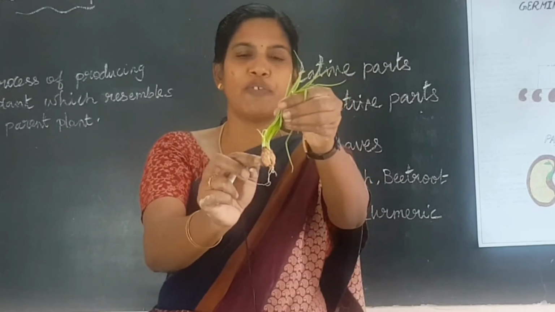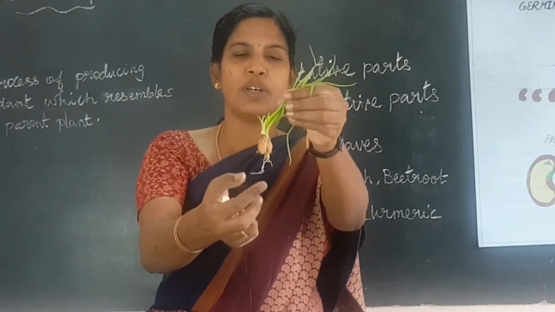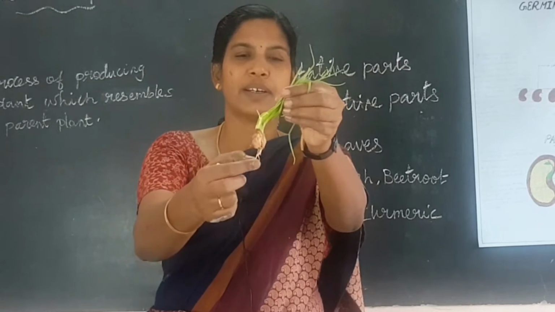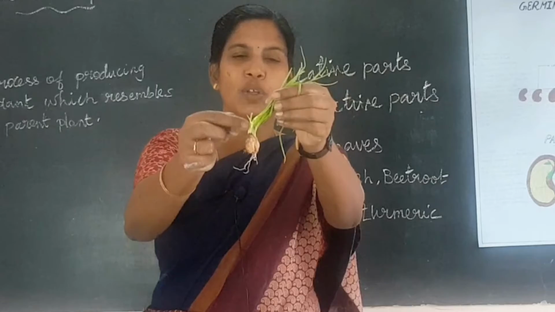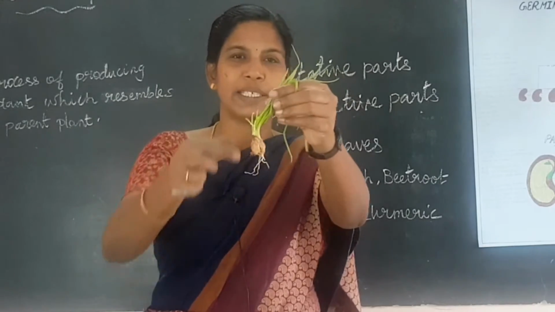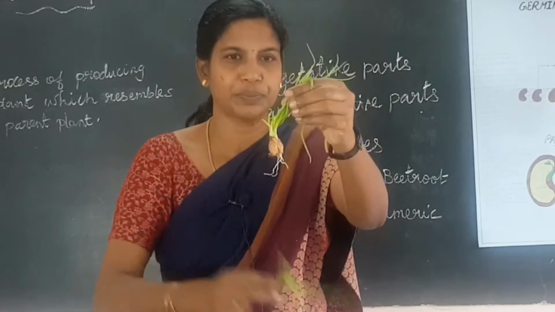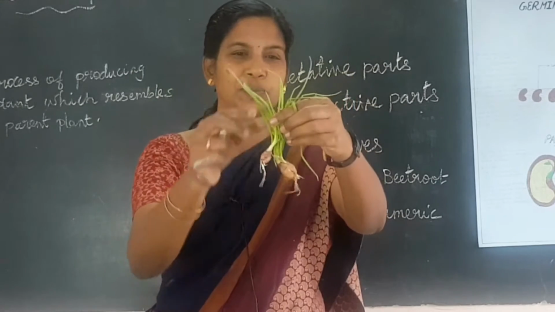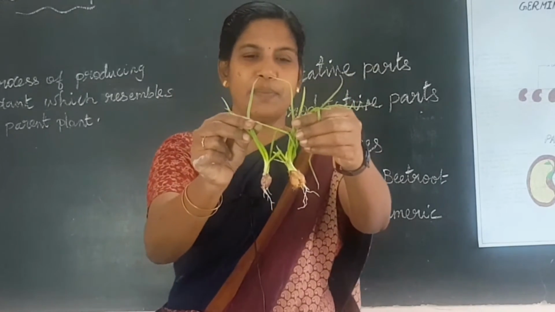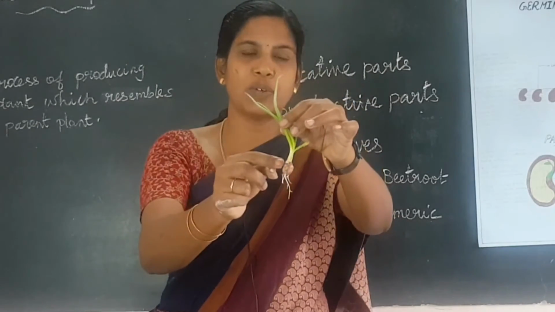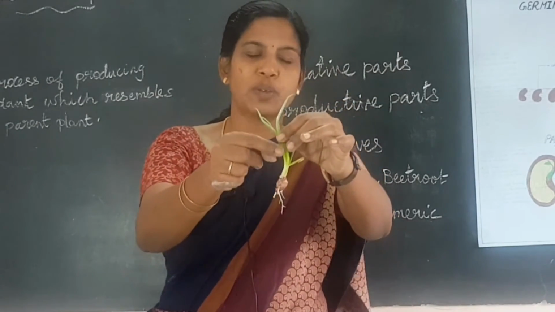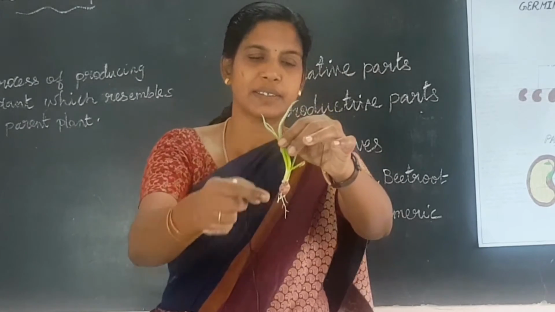This onion stores the food. The root comes down only. This one is the edible part. New buds grow in the stem region. Children, this is the edible part that stores the food, and the new plant grows from the buds.